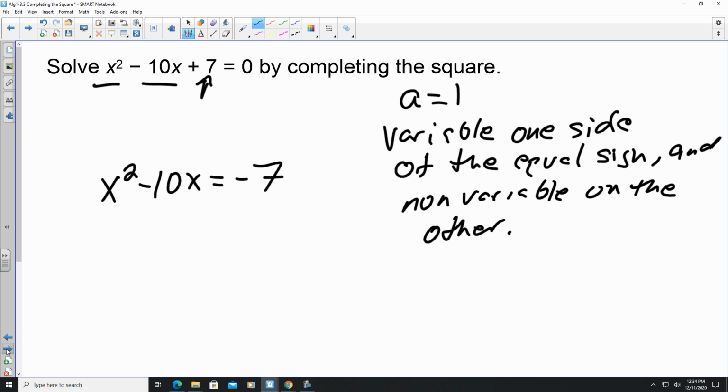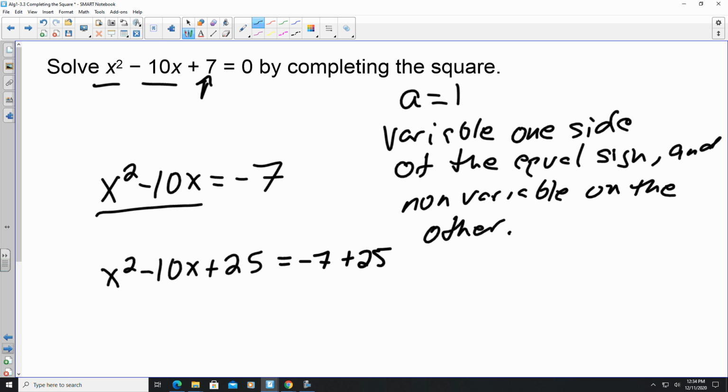To solve the equation by completing the square, I'm going to attempt to complete the square with my variable terms. Completing the square on the left-hand side is x squared minus 10x plus -10 divided by 2, which is -5, and -5 squared is 25. So what I've created on the left side is a perfect square trinomial. It is now going to be equal to -7 plus 25, because I added a 25 to the left-hand side, so I must now add a 25 to the right-hand side.